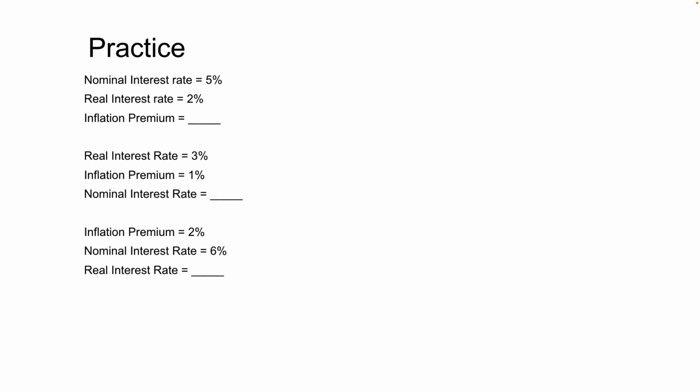If the real interest rate is 3% and they think the inflation over the life of the loan is going to be 1%, they're going to add that on top, and they're going to charge 4% as their nominal interest rate. And then if the nominal interest rate is 6%, but 2% of that is the inflation premium, that tells us that 4% is the real interest rate that they want to earn on the loan.